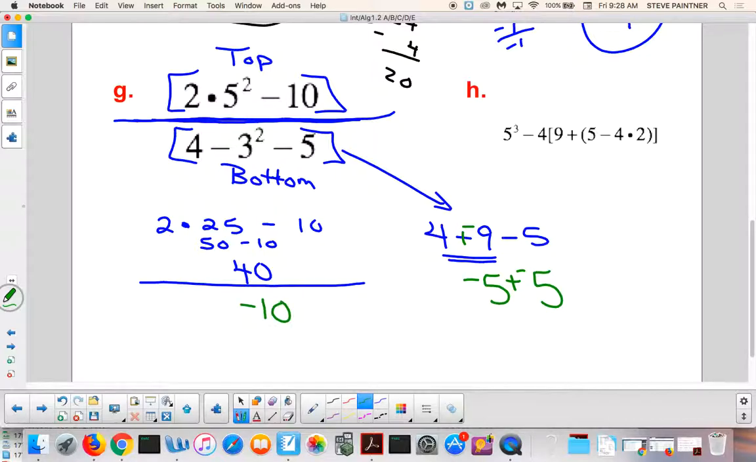Good? Now you divide, yep. What's a positive divided by a negative? Negative. 10 goes into 40, 4 times. Right? So over 11 is just the same thing. Well, you can put it over 1, but it's the same. Okay. Last problem. Try it.